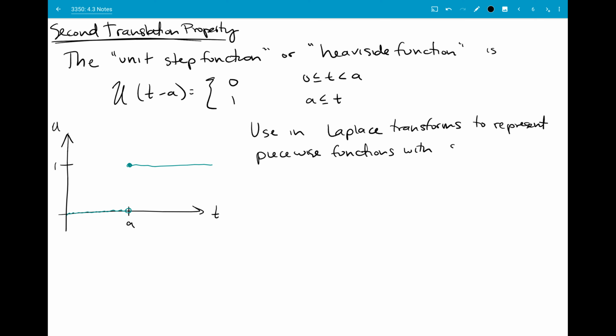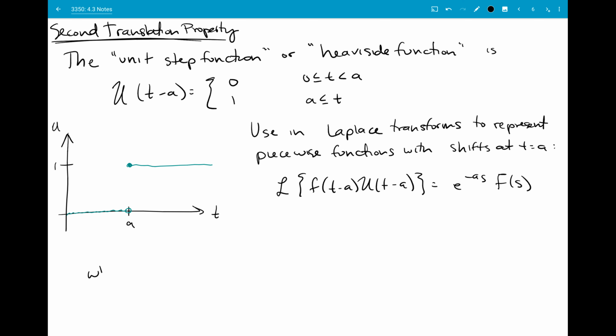With shifts at t equals a. So if we want to take the Laplace transform of some f of t minus a, u of t minus a, that's going to be equal to e to the minus as capital F of s, where the f of t minus a, u of t minus a is going to look piecewise.